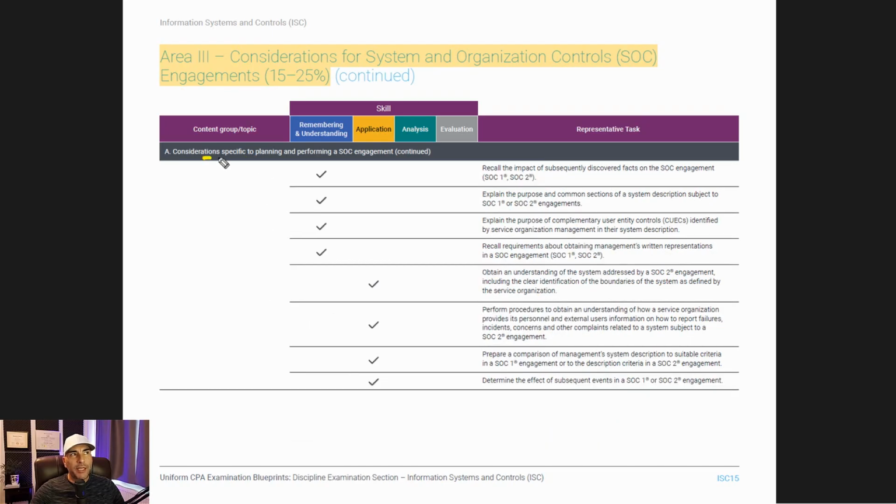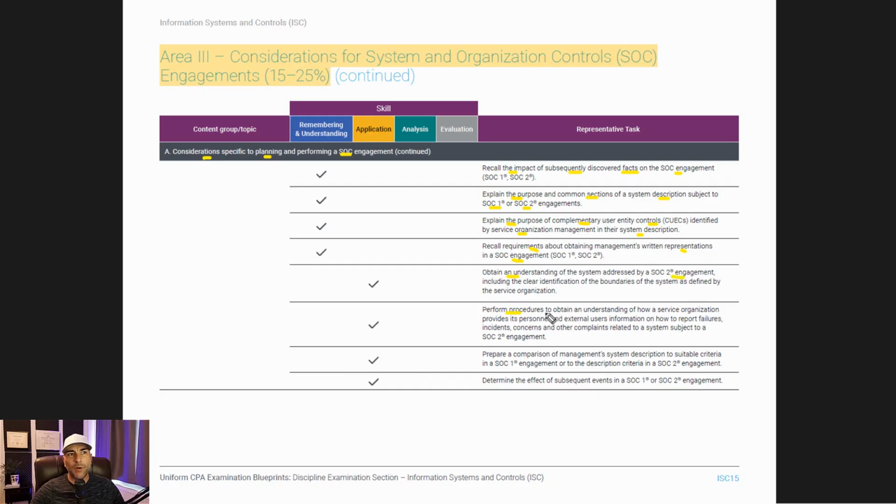Continuing on with Area 3, considerations specific to planning and performing SOC engagements, you'll need to be able to recall the impact of subsequently discovered facts on the SOC engagement, to explain the purpose and common sections of a system description subject to SOC 1 and SOC 2 engagements. You'll need to be able to explain the purpose of complementary user entity controls identified by the service organization management in their system description. You'll need to be able to recall the requirements about obtaining management's written representations in a SOC engagement. You'll need to be able to obtain an understanding of the system addressed by a SOC 2 engagement.